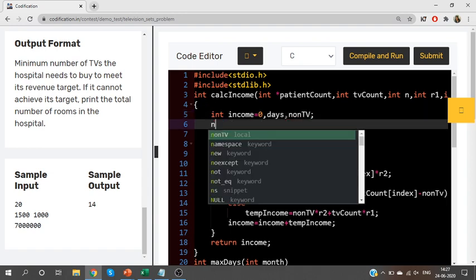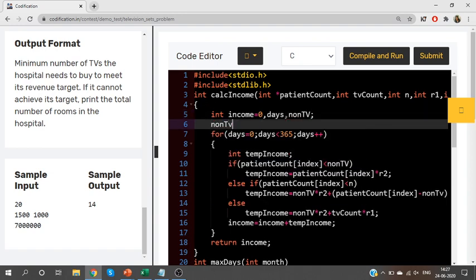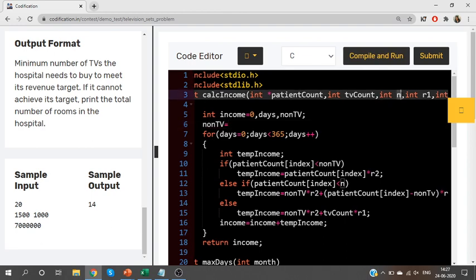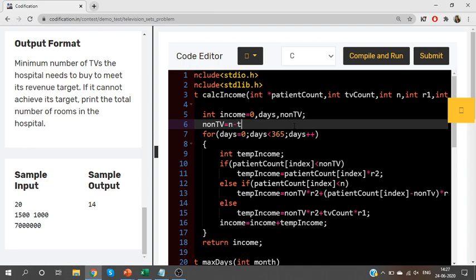Okay. How will I calculate this non-TV value? Totally I have n rooms. Say 20 rooms. In 20 rooms, if your TV count is 1, non-TV is 19. In 20 rooms, if your TV count is 2, non-TV is 18. Similarly, it changes. So, non-TV rooms is nothing but total rooms minus TV count. Okay, total rooms minus TV count.